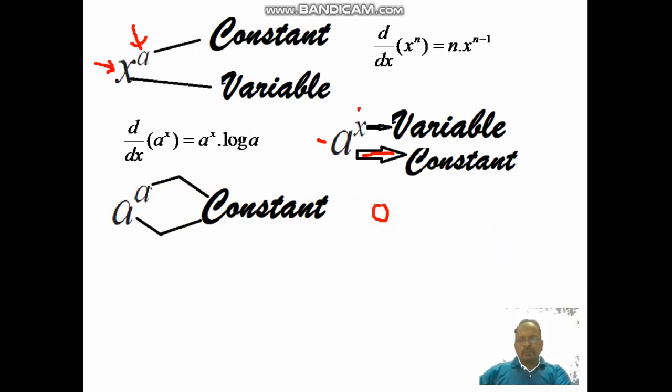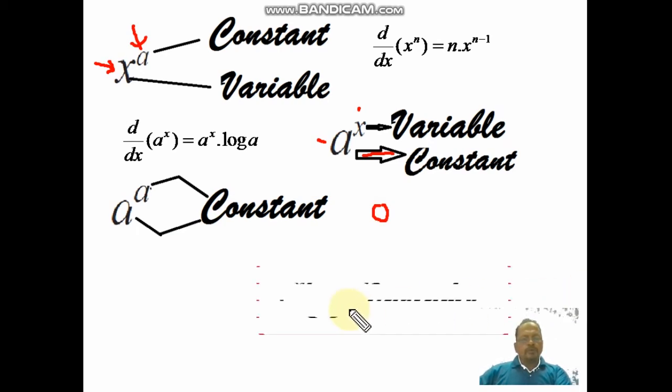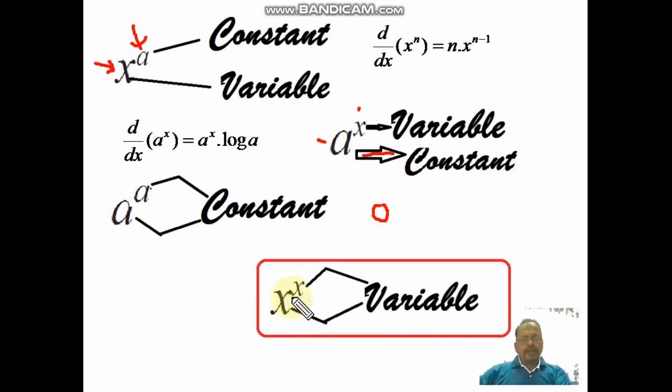And now when both base and index are variable, in this case any of these three formulae cannot be used, and therefore we use logarithmic differentiation for such cases where the base is variable and the index is also variable. Let us solve a problem using this technique.